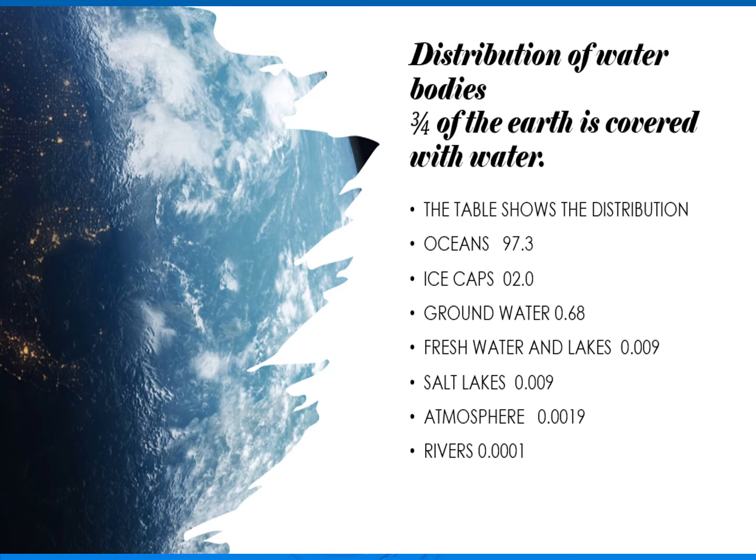The next topic is distribution of water bodies. We all know that 3/4 of the Earth's surface is covered by water. Still, a large number of countries face water scarcity. So, if you see the table, you will understand the distribution of water. 97.3% is saline water, which is there in the oceans, and the rest is fresh water, like in the ice caps, the groundwater, the salt lakes, in the atmosphere, the rivers, and these things have been mentioned in your book. The next thing is an activity which is mentioned, which we'll be discussing in the class.